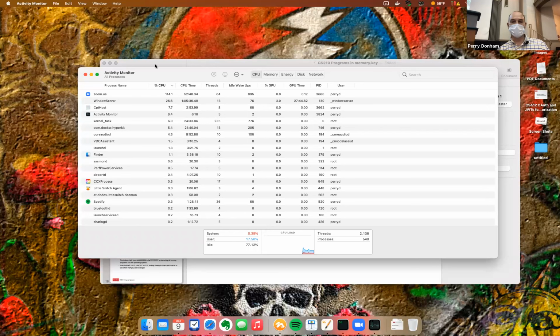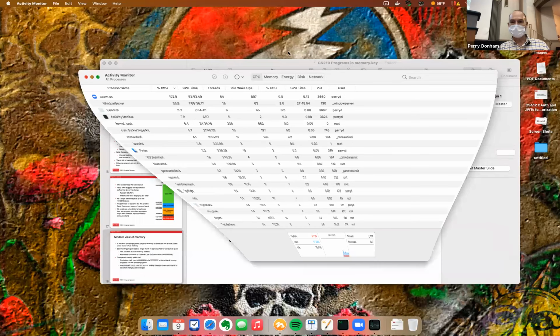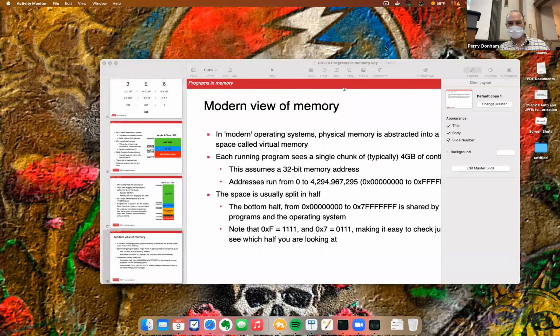We'll see, coming up in a lecture soon, how that maps onto physical memory in the computer. I think there's one slide in here that kind of shows it, but not really. The cheap way is to split it in half.